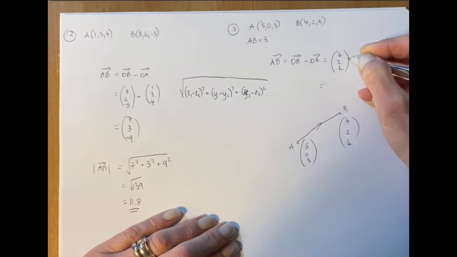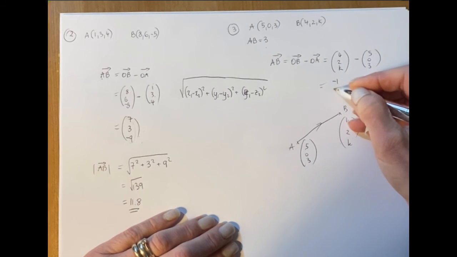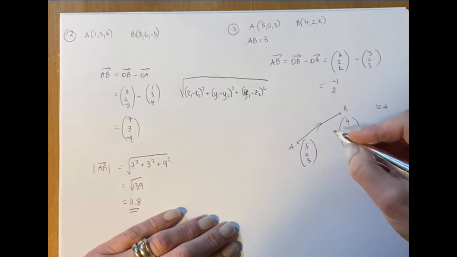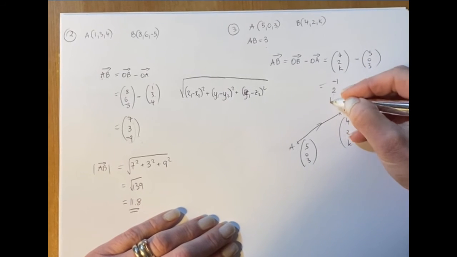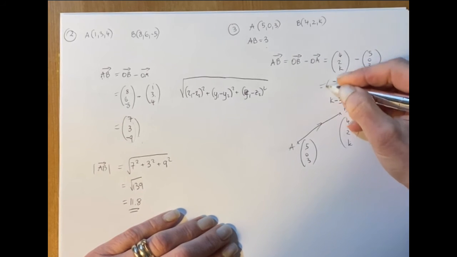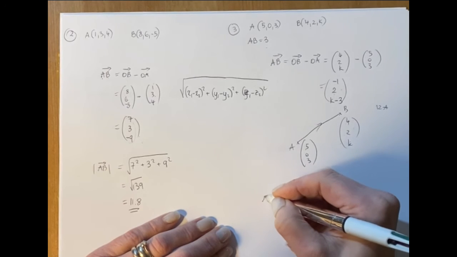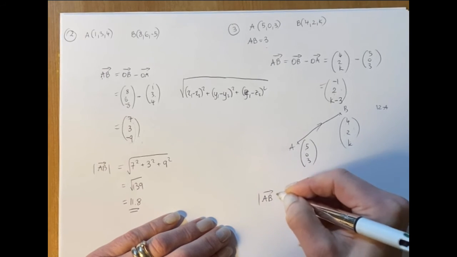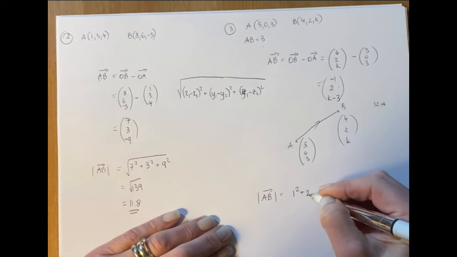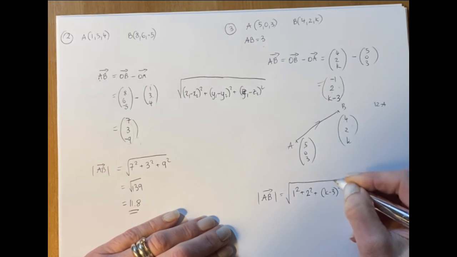Okay, so you're going to get 4 take away 5, which is minus 1, 2 take away 0, which is 2. So over here, to get from 0 to 2, we need to add 2. That's why it's 2. And how do I get from 3 to k? Well, I need to do k take away 3. There you go. Now, what is the length of this vector, which is AB? It is simply extended Pythagoras. So it's 1 squared add 2 squared add k minus 3 all squared, square rooted.